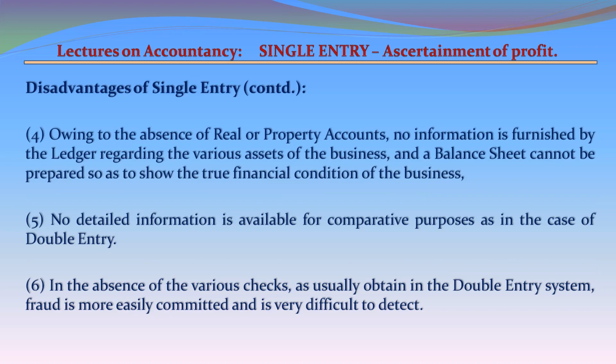4. Owing to the absence of real or property accounts, no information is furnished by the ledger regarding the various assets of the business, and a balance sheet cannot be prepared so as to show the true financial condition of the business. 5. No detailed information is available for comparative purposes as in the case of double entry. 6. In the absence of the various checks as usually obtained in double entry system, fraud is more easily committed and is very difficult to detect.